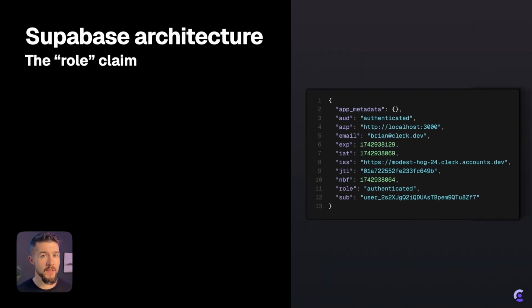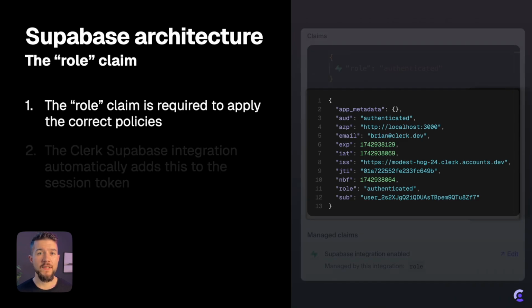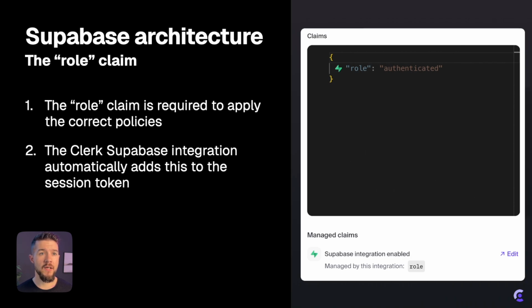Now, one other thing we want to touch on about this integration is the role claim. The role claim is required to be added into any JWTs used by Supabase, so this way Supabase knows which policies to apply to the specific request. And once the integration is configured from the Clerk side, we'll actually add role as a managed claim on your behalf, so this way any tokens created by Clerk using the default session template will automatically include that claim, so it's compatible with Supabase going forward.